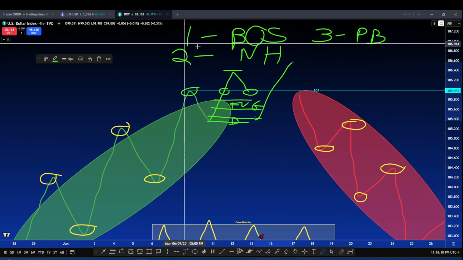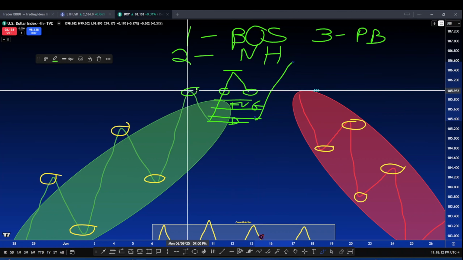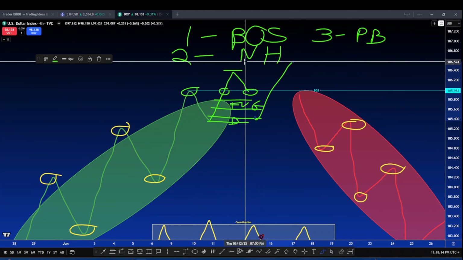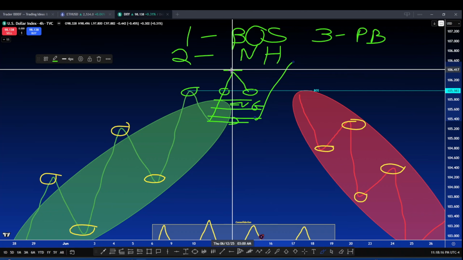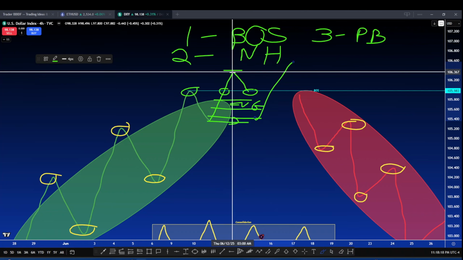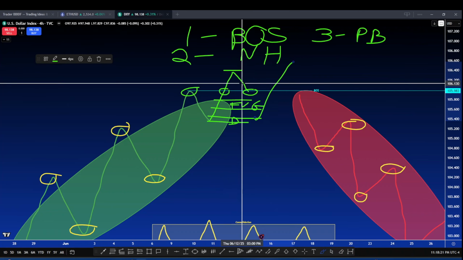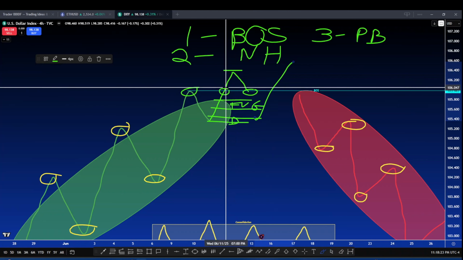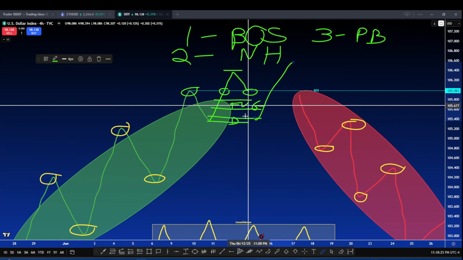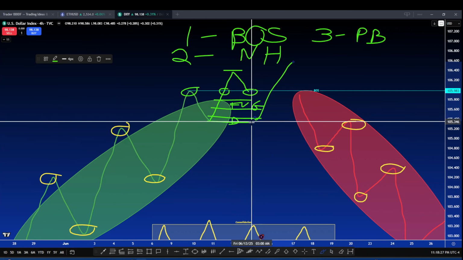So the cycle, once again: you get your break, boom, that happens first. Then you get your new high to be created. That happens. Now at some point we start to pull back to the area that we broke, the fair value gap that it created, or the demand area. This is the cycle.